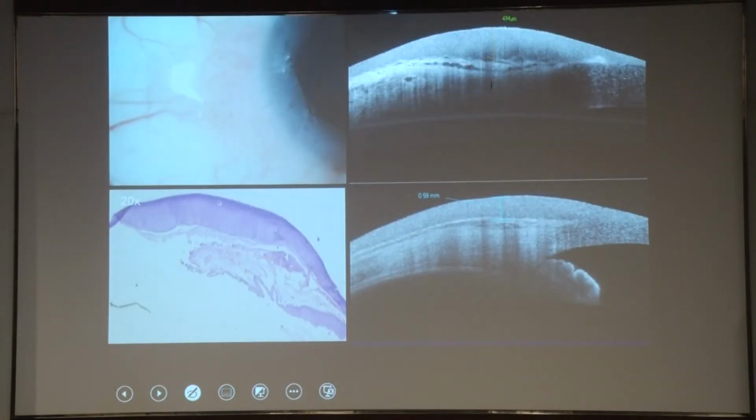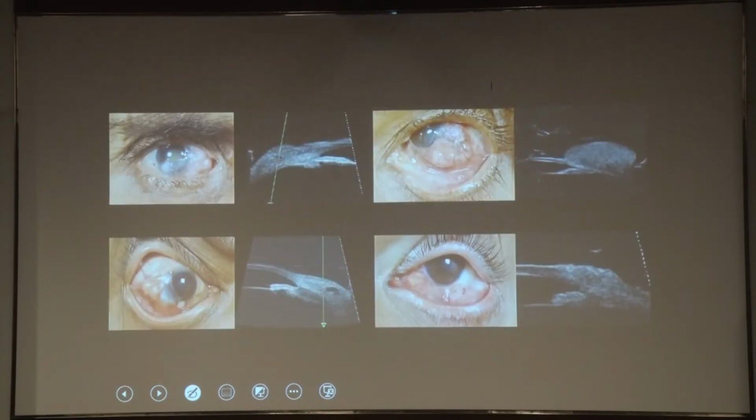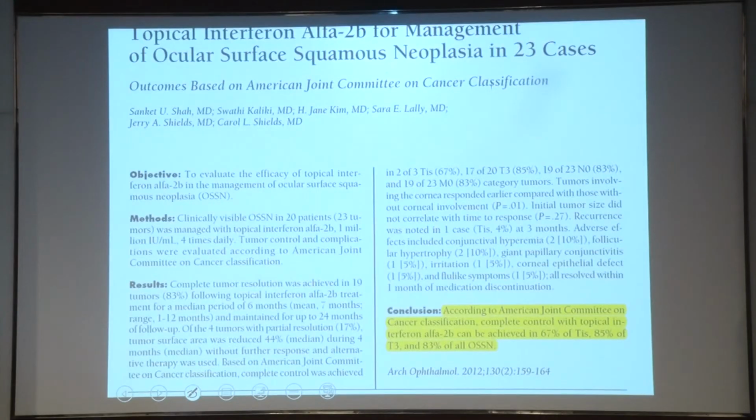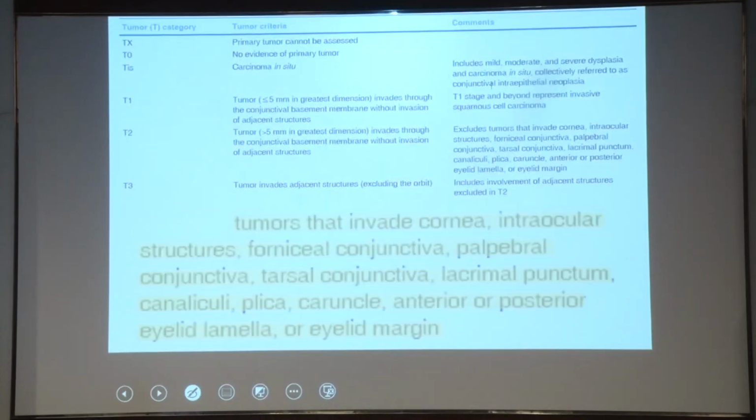When you're not sure about the depth, again, topical therapy should not be used. You should definitely make sure that there is no scleral or corneal infiltration before you start off on topical therapy. And when you're not sure about the stage, some of the articles generalize. For example, in this article from a very nice group, what is written is that 85% of T3 tumors respond to topical therapy. When you look at what is T3 in AJCC, tumors that invade cornea, intraocular structures, palpebral conjunctiva, tarsal conjunctiva, punctum, canaliculi, etc. are T3. How would that respond, right?